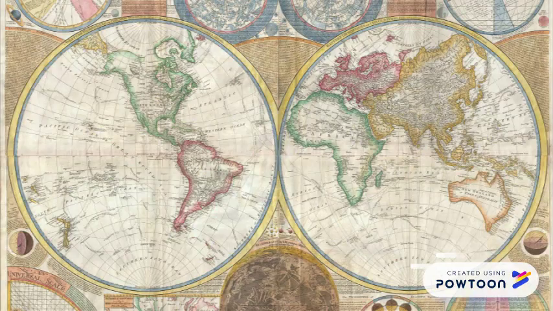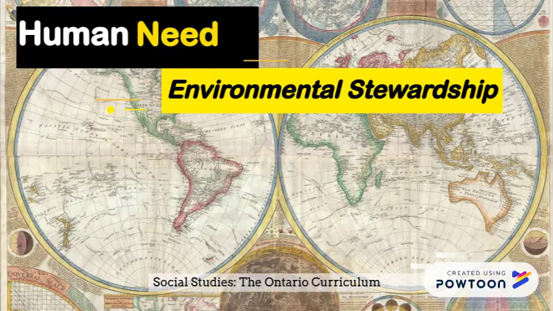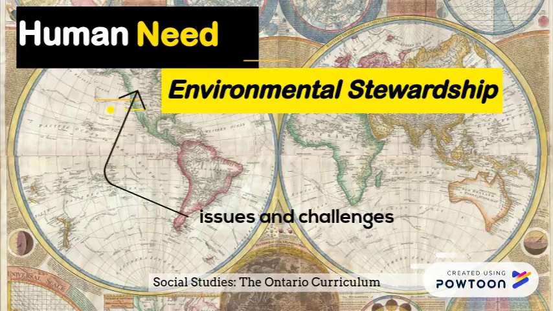In Grade 4 Social Studies, students inquire into balancing human needs and environmental stewardship. Students are asked how industrial development affects the natural environment. They are supposed to inquire into issues and challenges relating to the environment in Canada. These two subject areas create an ideal entry point for this teacher guide.